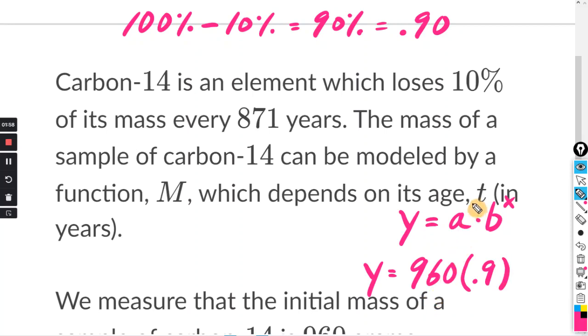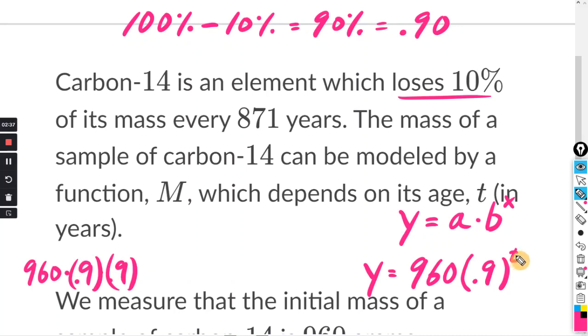Okay, and it says t is in years. So I want this to lose 10% over and over again. So I put t as the exponent on the 0.9. But as it is now, the 0.9 will be applied every year, okay, because it will be 960, and then next year it'll be times 0.9. The year after that, it'll be times 0.9. Okay, and so on. It's just going to keep going every time t increments by 1.